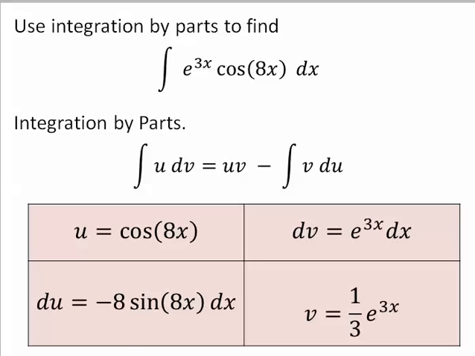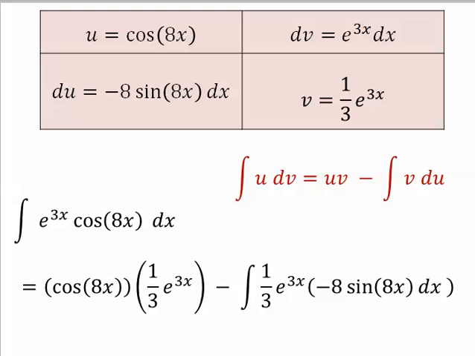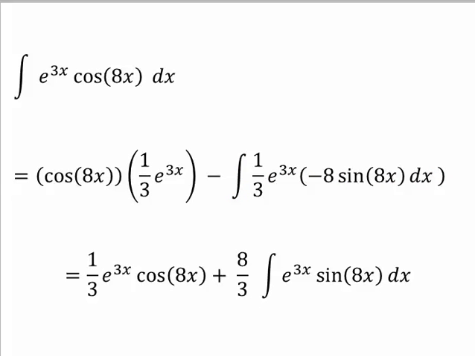And then I use the formula, and this is what I get. The first part, cosine 8x times 1/3 e to the 3x, I just cleaned that up. The second part, I have two negatives, so they cancel and make a positive, and I also brought the 8/3 to the outside.